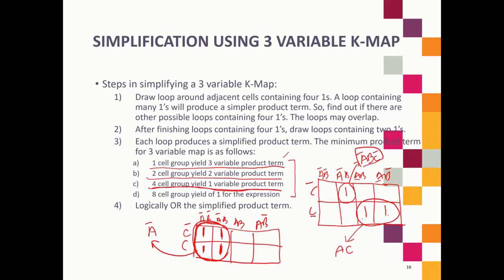And then the last one, 8 cells. It means that if you have 1 in all cells, when you loop all, the expression will be 1, meaning that Y equals 1. And the last step, after you loop all the cells, is to OR the simplified product terms.